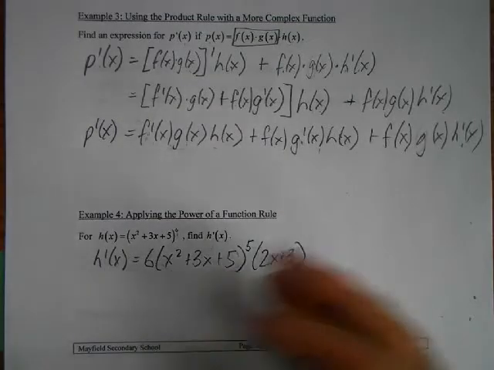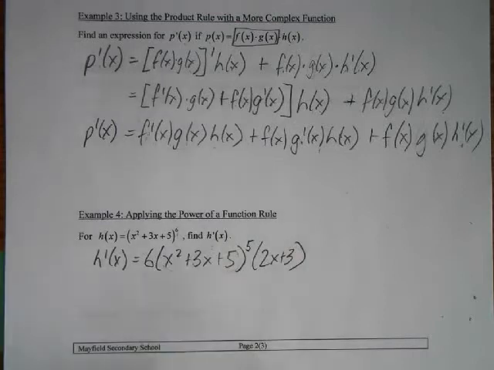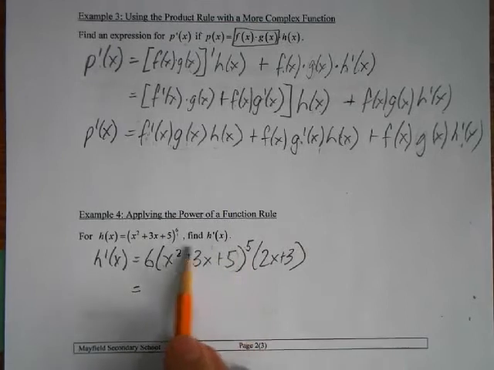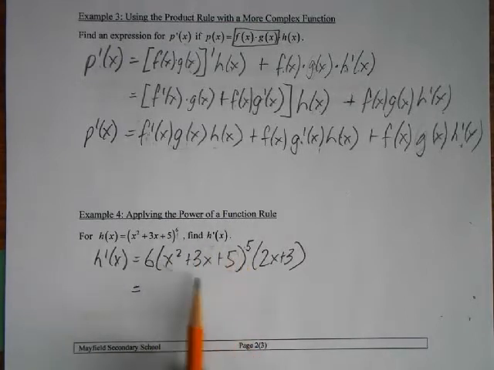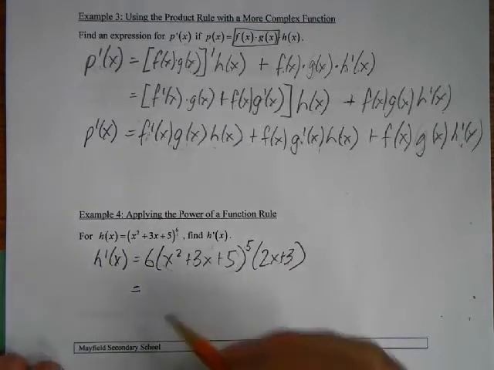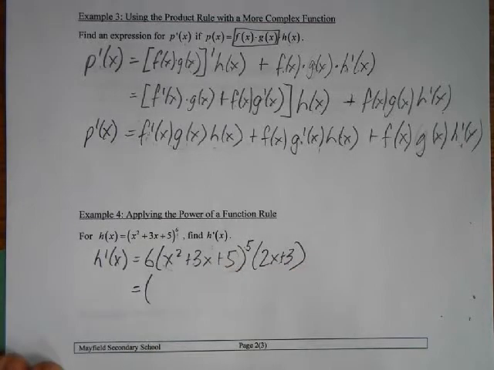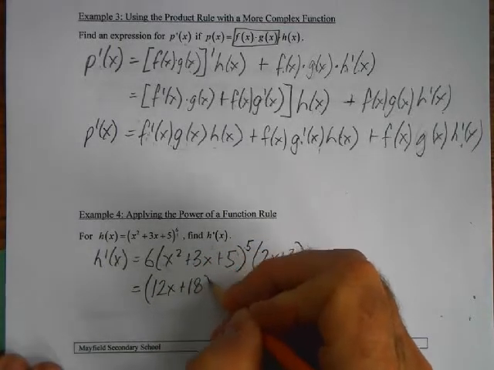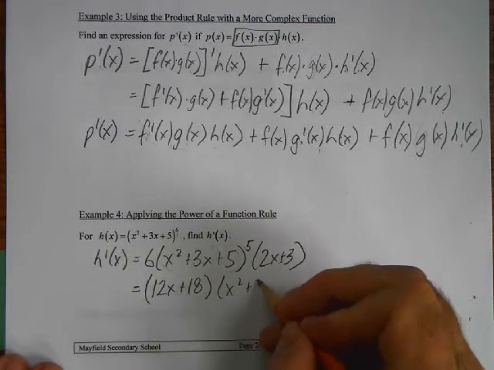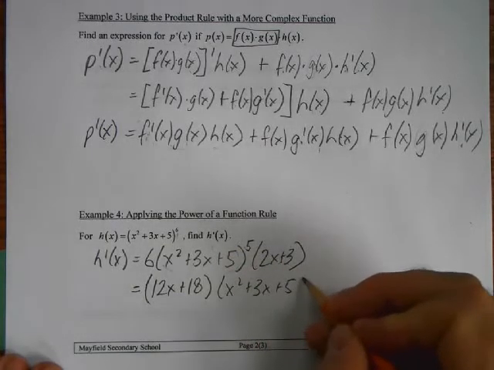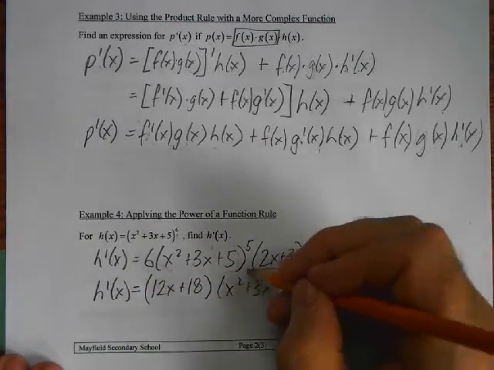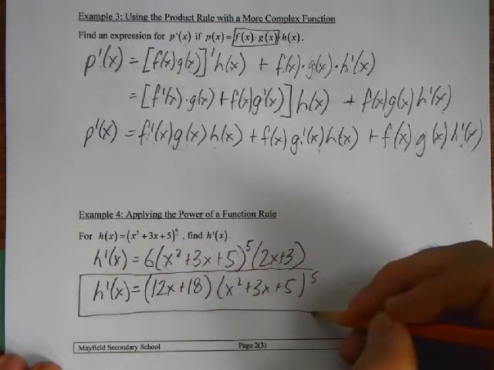Okay, now you might think, well, I'm done, right? Well, I want you to simplify it a little farther. Okay, I certainly don't expect you to expand that. We're done with this. But the 6 can multiply with the 2x plus 3, so we can put that out front in brackets. That would be 12x plus 18 times x squared plus 3x plus 5 to the power 5. So I would expect you to simplify this far.